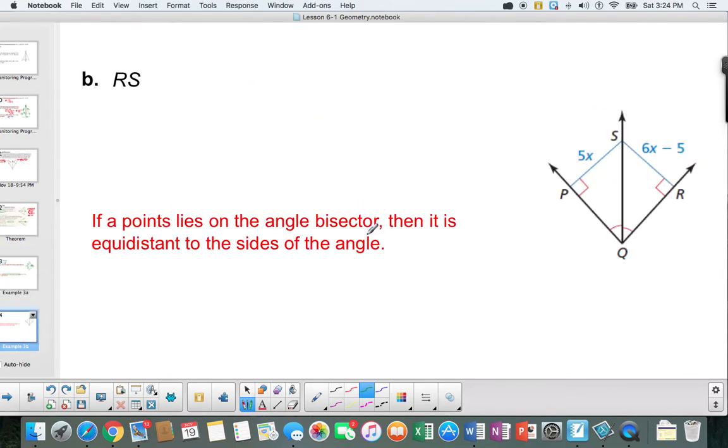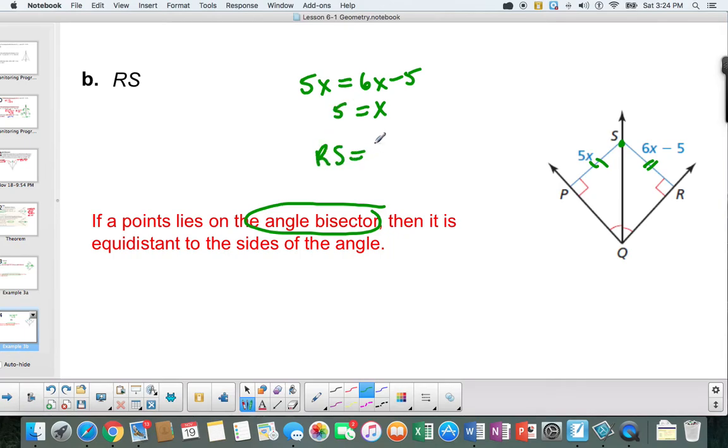Okay, let's go ahead and find RS. Now I see an angle bisector, and I know any point on the angle bisector is equidistant to the sides. So I know these distances will be the same. I'm going to write 5x equals 6x minus 5. So x will be equal to 5. I want to find RS, and RS is 6x minus 5. I put a 5 in there, I'm going to get 30 minus 5, and the answer will be 25.